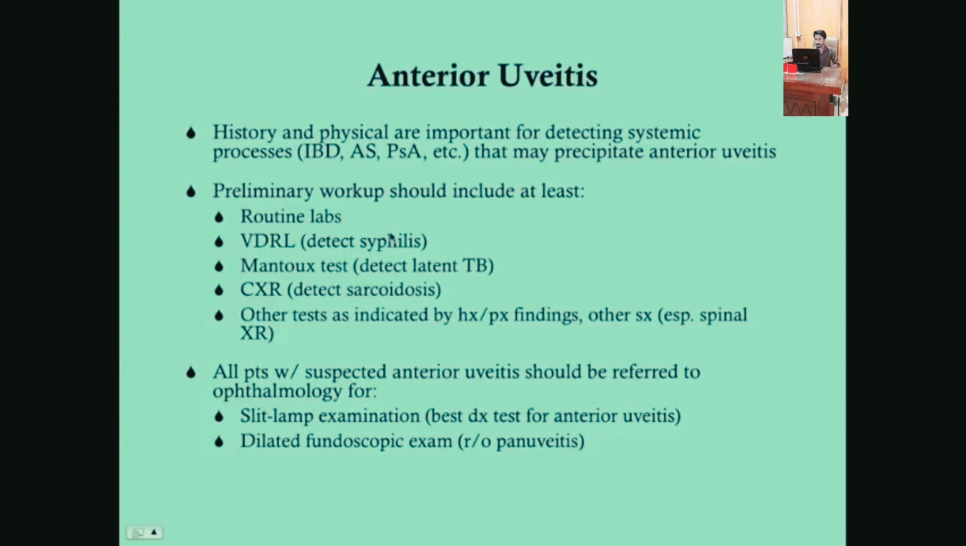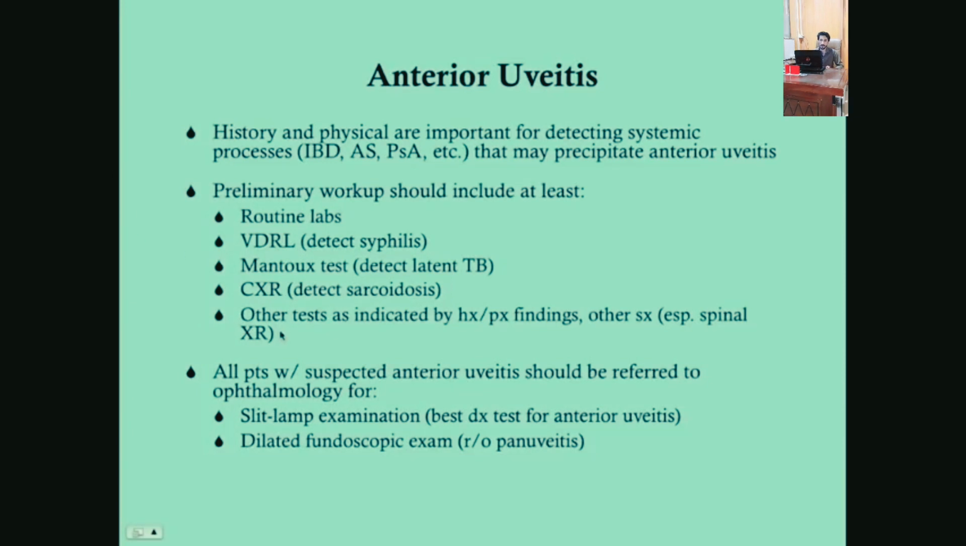The preliminary workup should include things that are commonly associated with anterior uveitis. So we want to get routine labs. We also want to look for TB and syphilis, so you get a VDRL and a Mantoux test. You also want to get a chest x-ray. That's going to help you not only detect if there's active TB, but also if there's sarcoidosis. And sarcoidosis has a very high association with anterior uveitis. Some physicians will also get a serum calcium or an ACE level, angiotensin converting enzyme level, because those are associated with sarcoidosis, but I think a chest x-ray is enough.